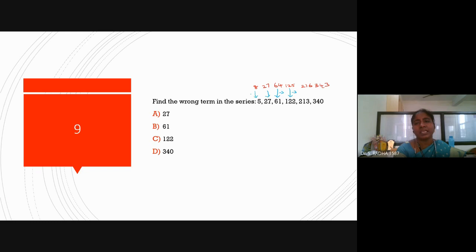8 minus 3 is 5. 216 minus 3 is 213. 343 minus 3 is 340. So only this 21 came as it is. So 21 is not following the logic. Actually, it should be 24, minus 3 should come.